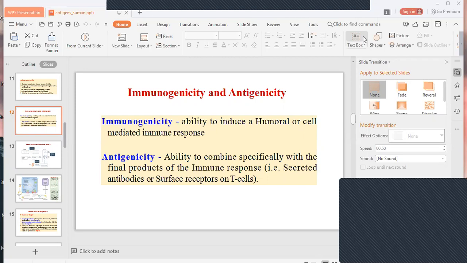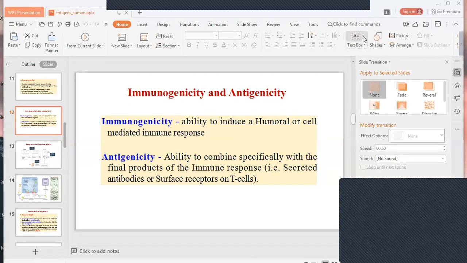Immunogenicity is the phenomenon of an antigen, or we can say this is the ability of an antigen to induce both humoral as well as cell-mediated immunity. Means mostly they are inducing the acquired or adaptive immune response of the host.